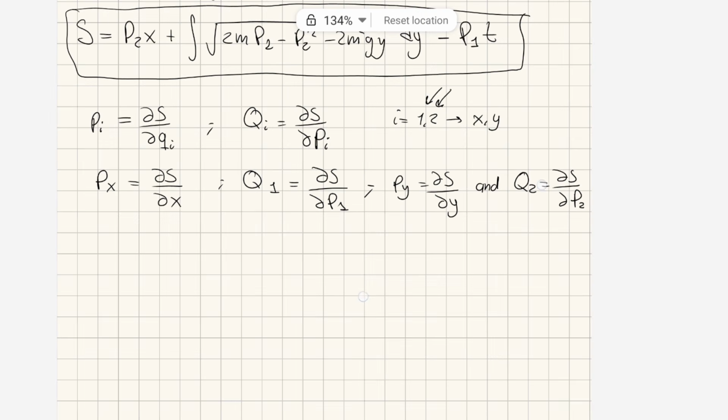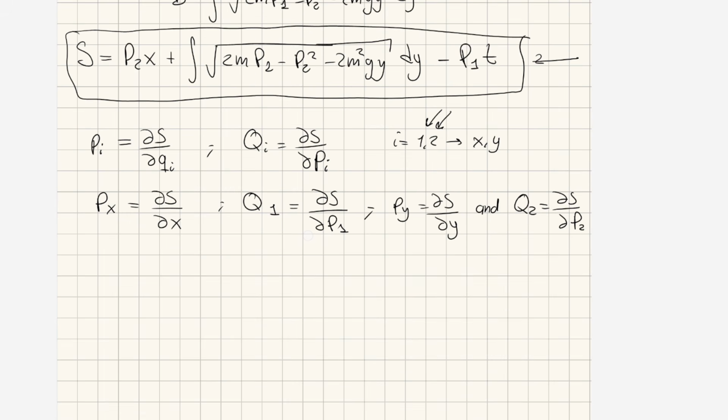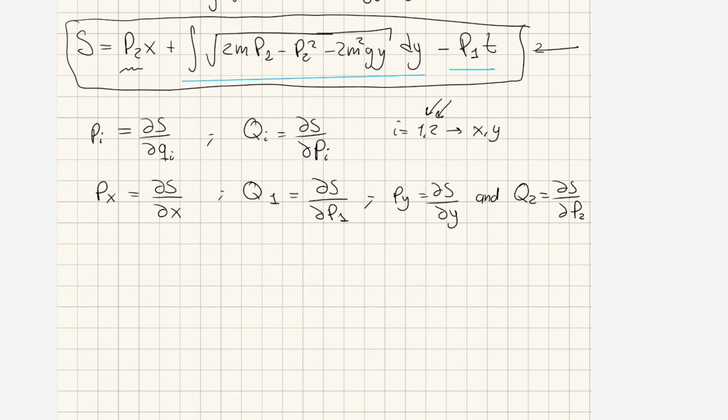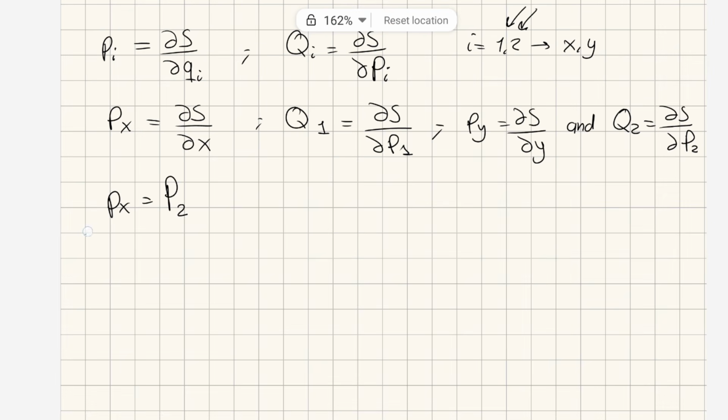With these equations and with the solution that we found, we are able to find px, q1, py, and q2. So px: if we take the derivative of s with respect to x, looking that this element does not have an x and this element does not have an x, that means the partial of s with respect to x is only going to be this p2 that we have here. So the first result is that px is equal to p2. Recall, this is little p and this is upper P.